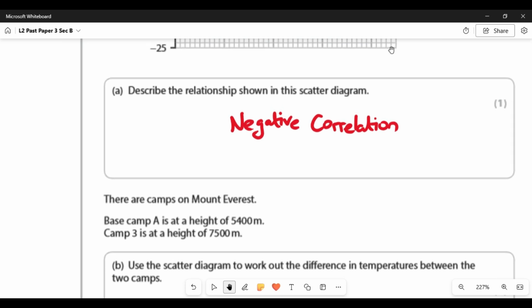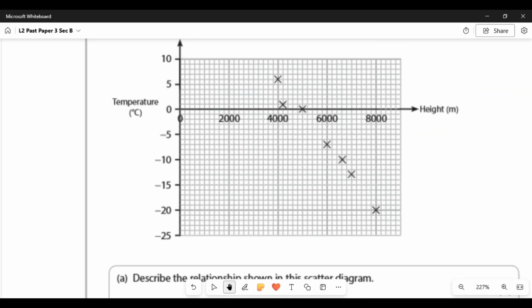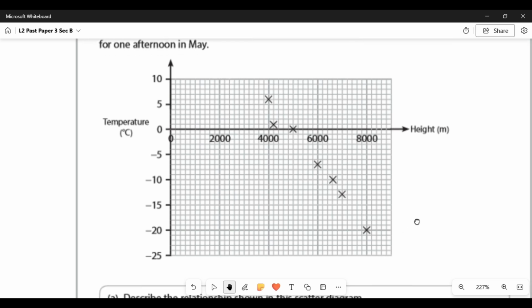So we're going to need 5,400 meters for Camp A and 7,500 meters for Camp 3. Okay, so obviously we're going to need a line of best fit first. You can't answer this question without a line of best fit, so this is a very common mistake. A lot of people try to guess the answer just by going down from the graph and reading it across. It's virtually impossible to do that without a line.